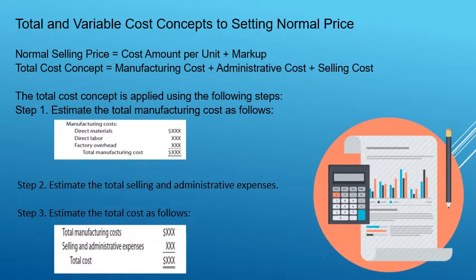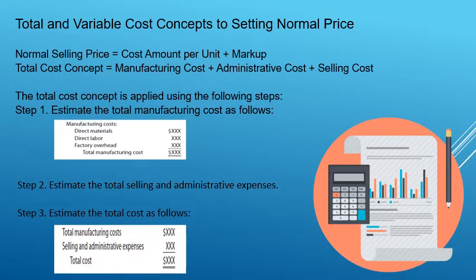Let's now proceed to the total and variable cost concepts for setting the normal price. To get the normal selling price, we have a cost amount per unit plus the markup. Management determines the markup based on the desired profit of the product, and the markup should be sufficient to earn the desired profit plus cover any costs or expenses that are not included in the cost amount. The product cost concept was discussed in the chapter, and the total and variable cost concepts are discussed in the appendix.